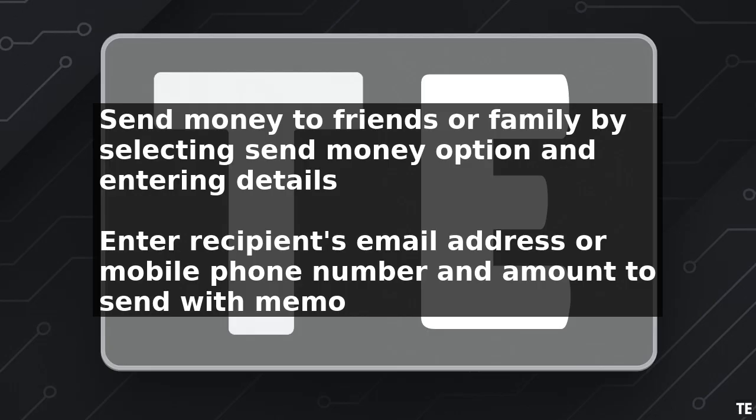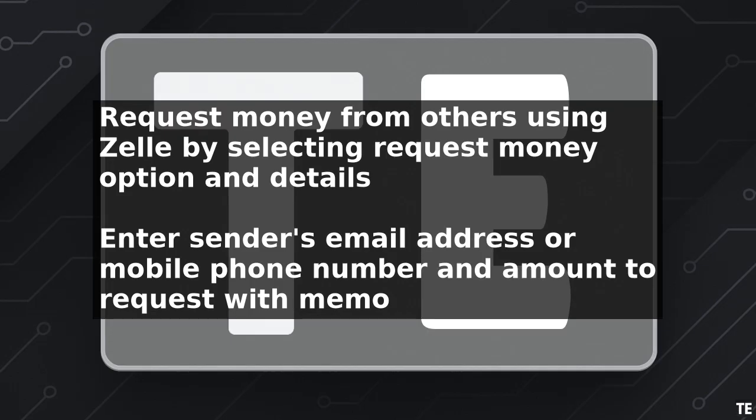In addition to sending and requesting money, you can also use Zelle to split bills with friends or family. This can be especially useful when you are out with a group and need to divide a bill evenly. To do this, select the Split Bill option and enter the amount of the bill and the number of people you want to split it with. Zelle will then calculate each person's share and send them a request for their portion.